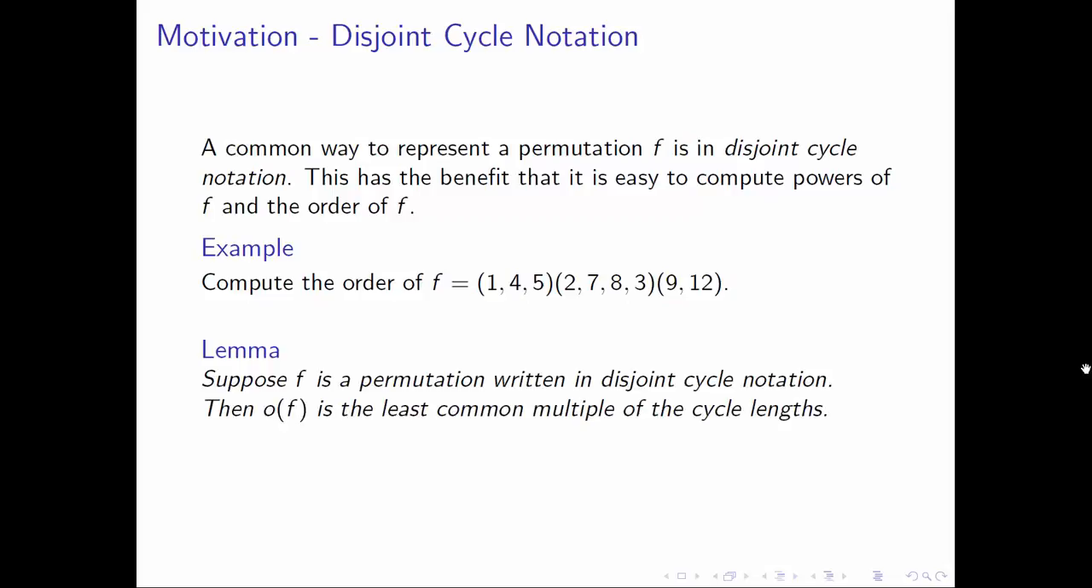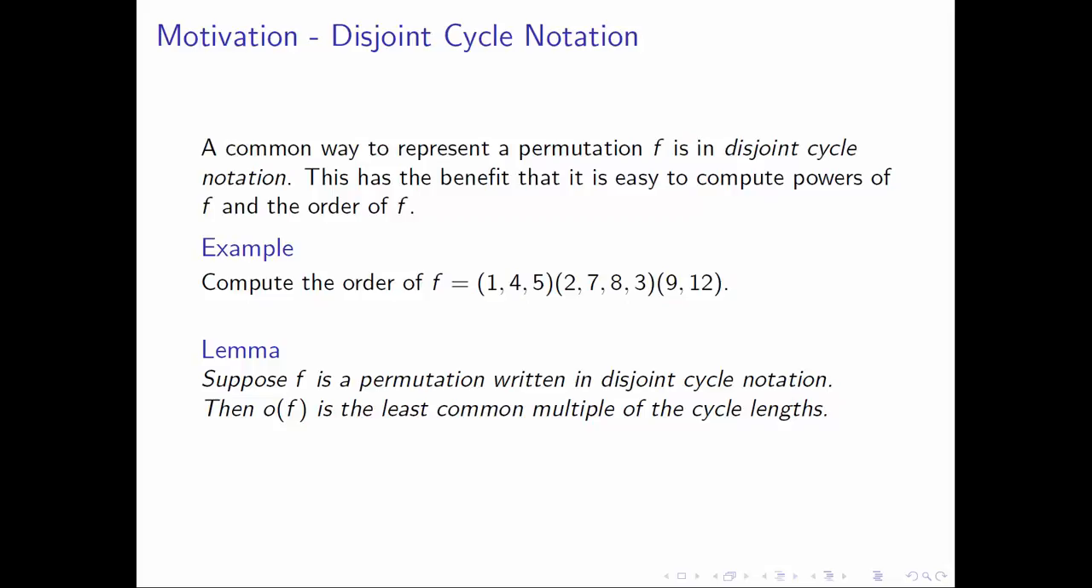Now, what we notice is that when we look at f here, I haven't used any of the numbers 1 through 12 more than once. So this is disjoint. This cycle 145 talks about 145, and neither 1, 4, nor 5 is mentioned anywhere thereafter. The same with all the rest of the numbers. And when you've written a permutation in this disjoint cycle notation, we have this nice lemma that helps us compute the order of a permutation very easily. The lemma says that suppose f is a permutation and that it's written in disjoint cycle notation. That's an important hypothesis of the lemma.